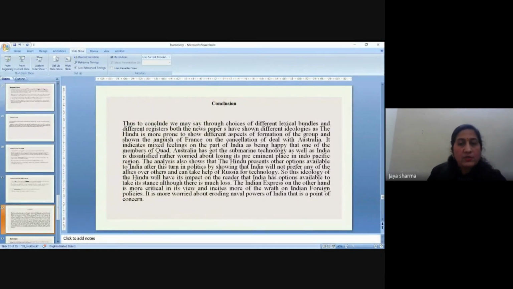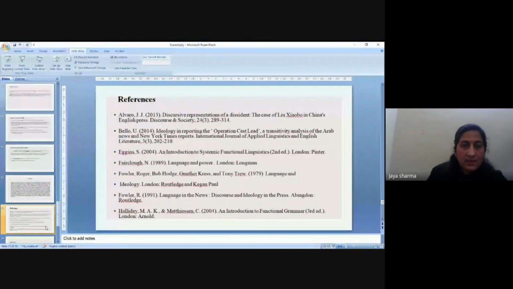The Indian Express, on the other hand, is more critical in its view and incites more of the wrath on Indian foreign policies. It is more worried about the eroding naval powers of India. That is a point of concern. So this is the conclusion, and these are my references.